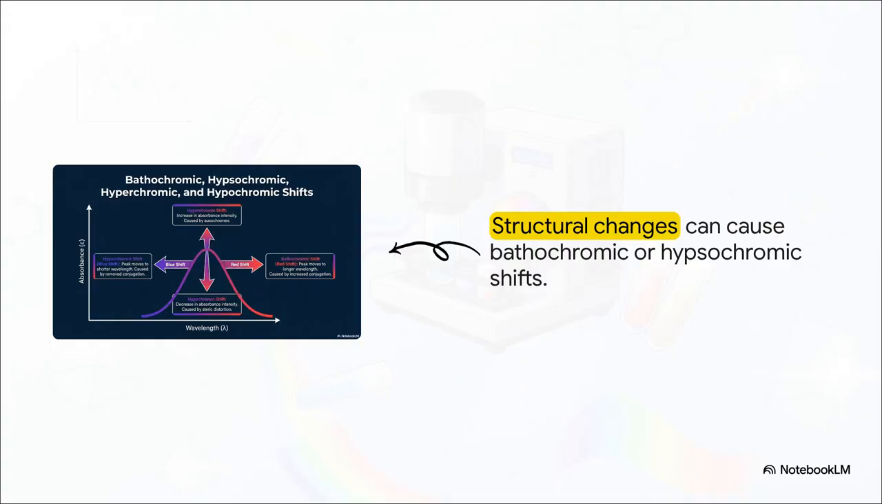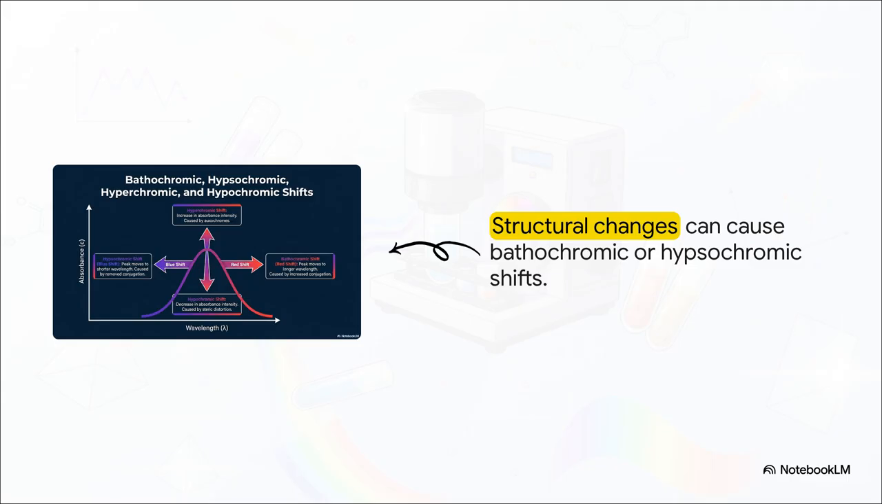Structural changes in the molecule or even shifting the solvents can move our data around like a compass. On the horizontal axis, if the absorption peak moves to a longer wavelength, usually due to increased conjugation, we call that a bathochromic shift or a red shift. Moving to a shorter wavelength is a hypsochromic or blue shift.